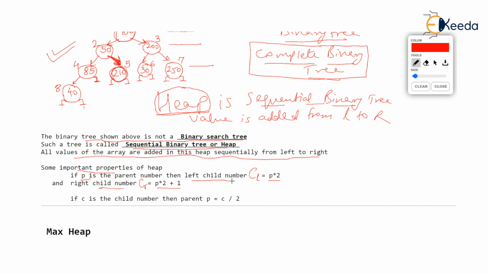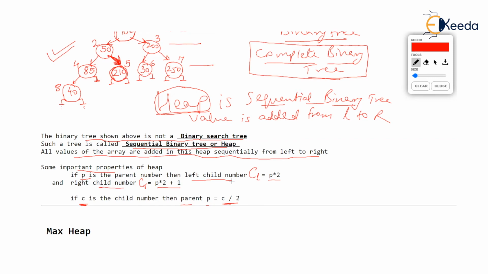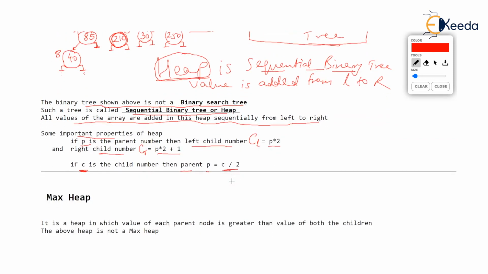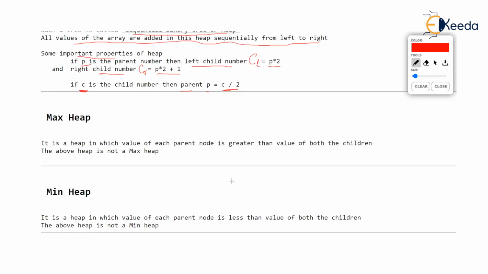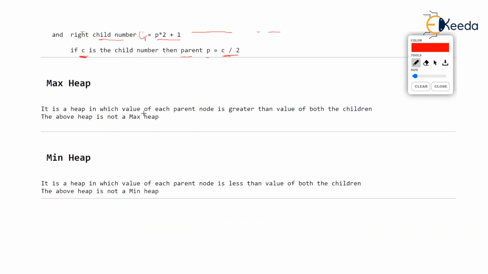And what if we are given C as the child number? Can you find out the parent of that child? Yes, parent is always C upon 2. I hope you are understanding what I am telling. By the way, there are two types of heaps now. First type of heap is known as max heap.